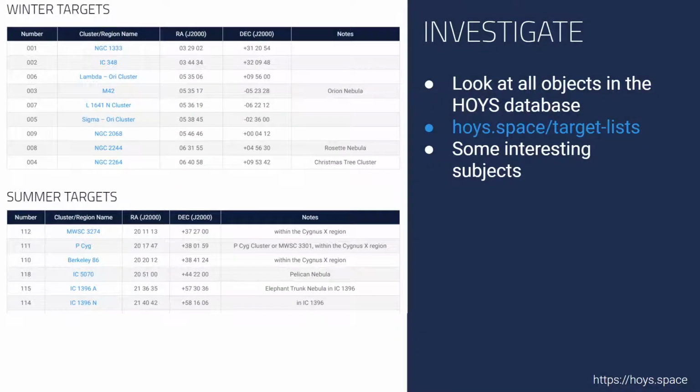And you don't just have to look at the object that you imaged yourself. You can look at all the target objects in the HOYS database. There's some very interesting ones there. On the website you'll find the target list. Things such as the Orion Nebula, the Rosette Nebula, the Pelican Nebula. And there are some very interesting objects on there.